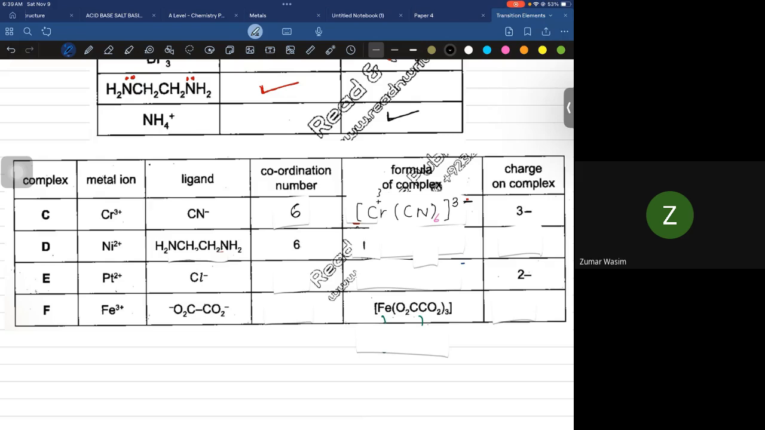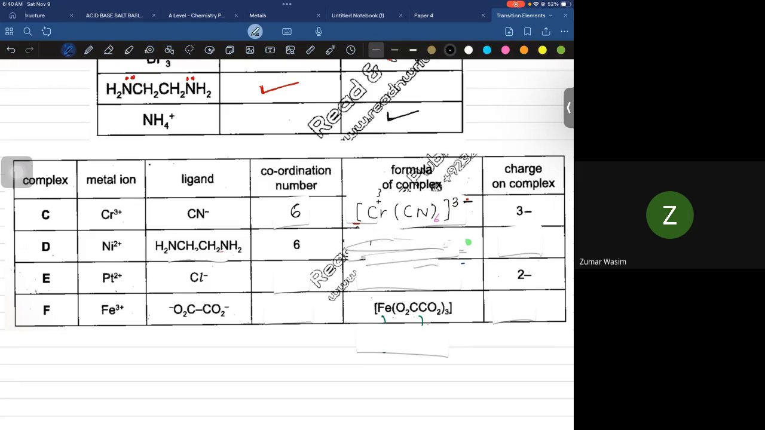This is Ni. I am writing this ligand in short form; this ligand is called En as well. Overall charge is not given to you, and you know the charge of nickel is 2 plus. They have given you the coordination number is 6. Obviously I need to write down 3 over here. Since the overall charge was not given, I am erasing it from here and writing it again.